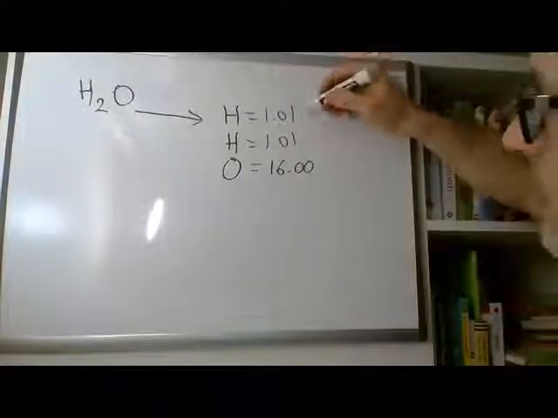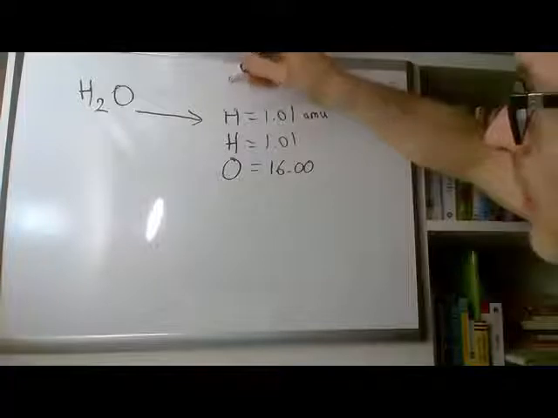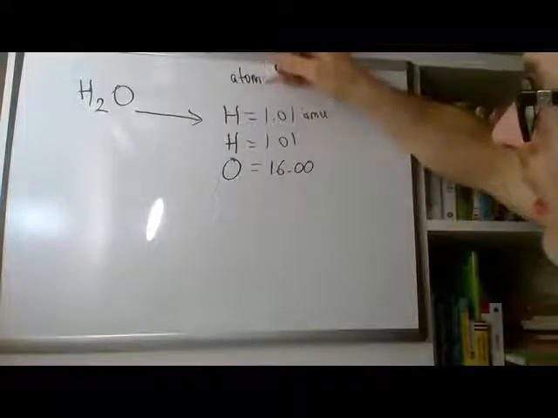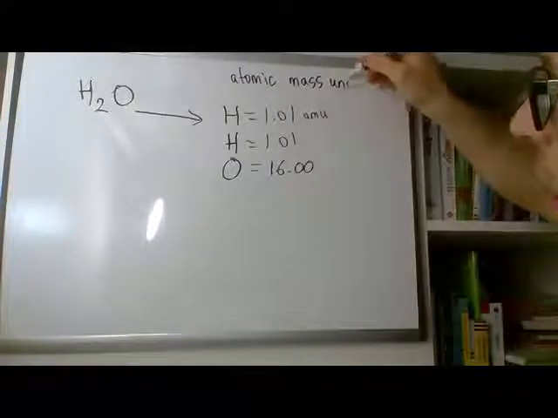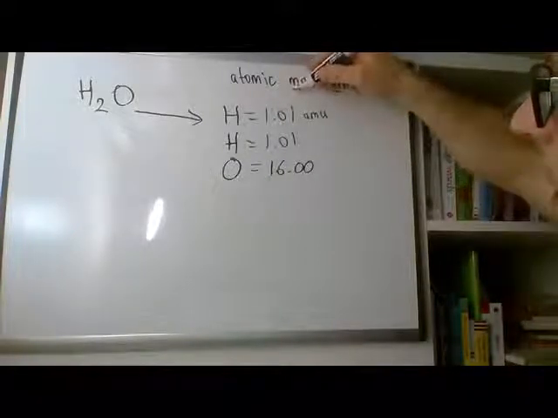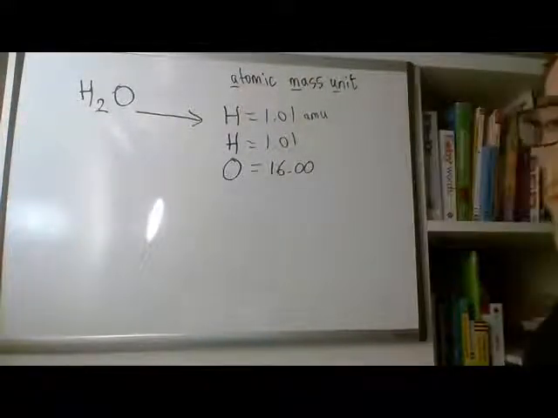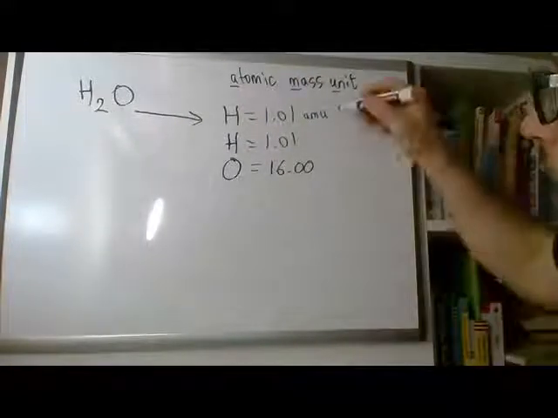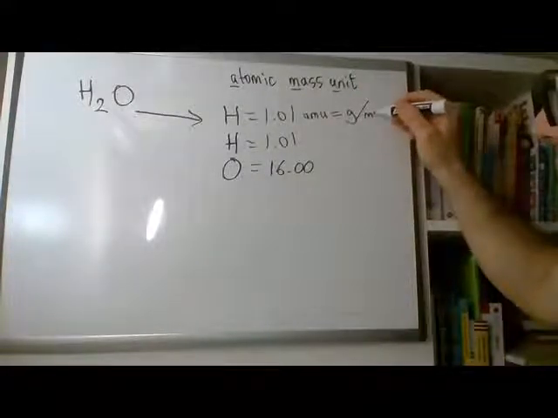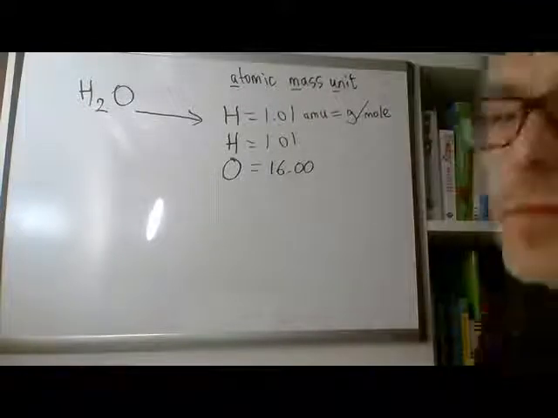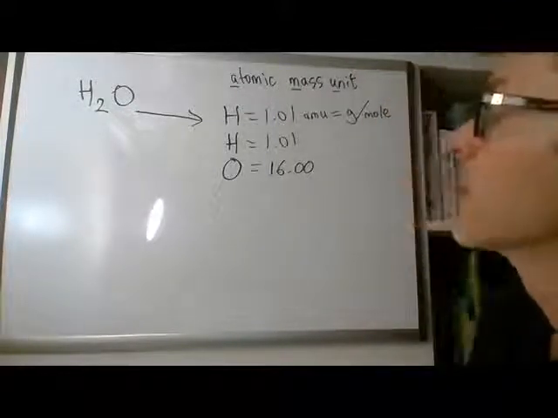The units are either AMU, which stands for atomic mass unit. An atomic mass unit is also equal to a gram per mole. So either atomic mass unit or grams per mole.